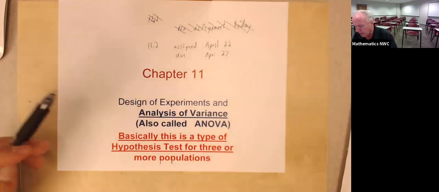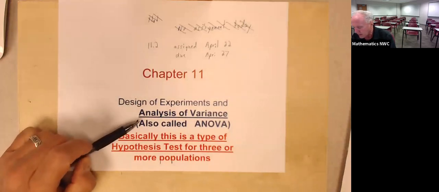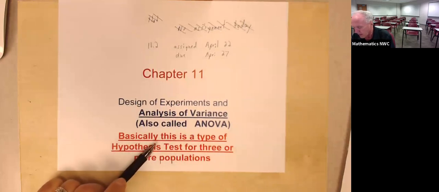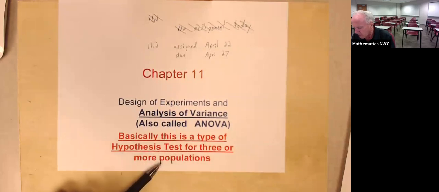This chapter is about analysis of variance, called an ANOVA test. We looked at this the last time we met. Basically, it's a type of hypothesis test for 3 or more populations. So far, we've been working with either a single population or 2, but now we're looking at 3 or more.